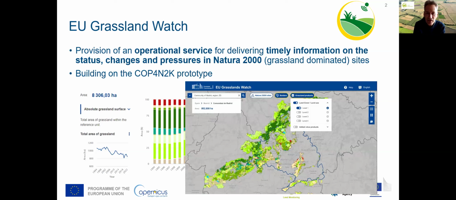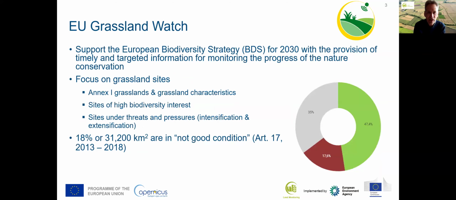And as you can see here on the screen, the whole information will be presented in a web tool. So you can select individual Natura 2000 sites. You can visualize the land cover information on it, but you can also visualize a number of what we call grassland products, or indicators, which will give you information about the grassland surface, the change of grassland surface, and some other indicators also helping to identify the condition of the grasslands.